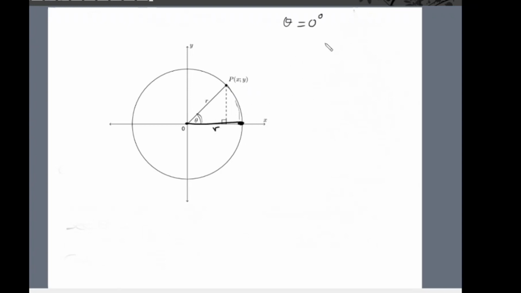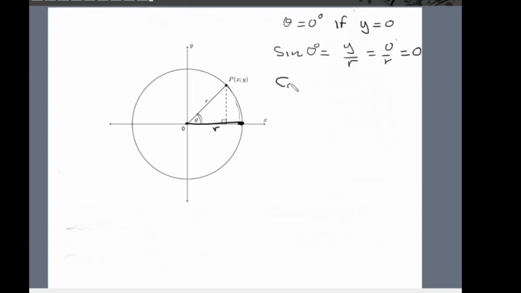So this angle will be 0 if y is 0, right? So when you say sine theta, sine theta is 0. So if it is sine of 0, sine is y over r. So that will be 0 over r, which is just 0.